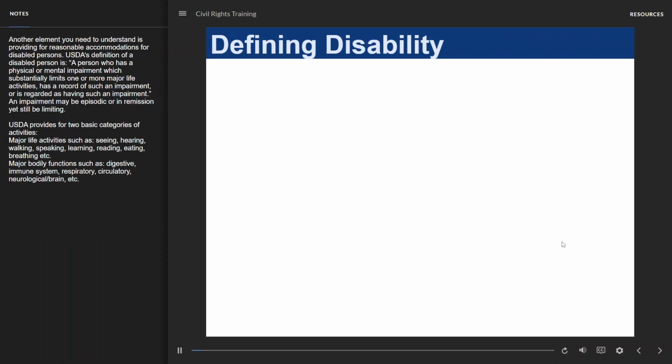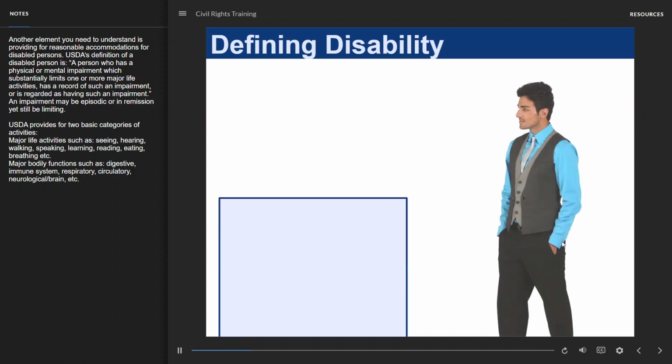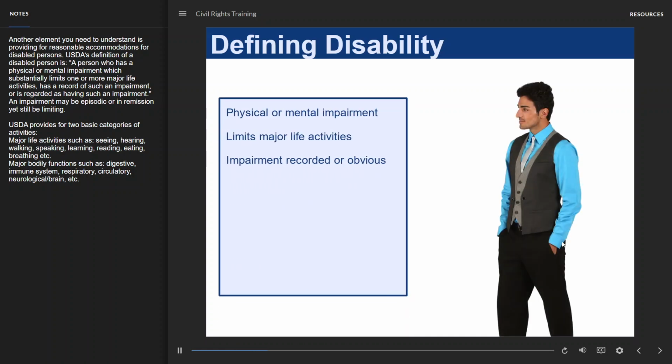Another element you need to understand is providing for reasonable accommodations for disabled persons. USDA's definition of a disabled person is a person who has a physical or mental impairment, which substantially limits one or more major life activities, has a record of such an impairment, or is regarded as having such an impairment. An impairment may be episodic or in remission, yet still be limiting.